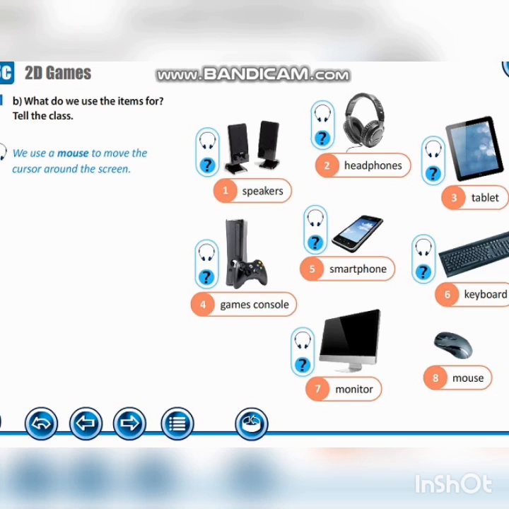Games console. We use a games console to play games. Smartphone. We use a smartphone to make calls, send texts, take photos, and more. We use a keyboard to enter information into a computer. And monitor. We use a monitor to view information from a computer on the screen. Very good, well done.